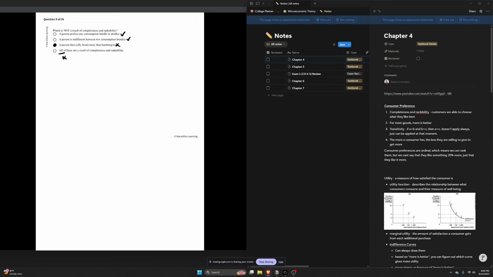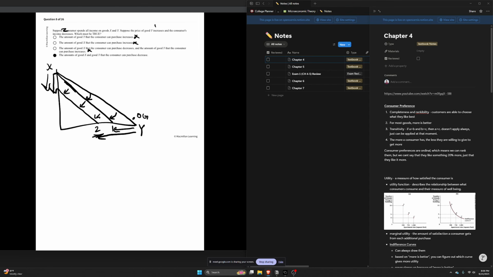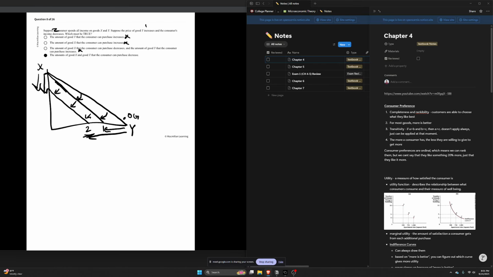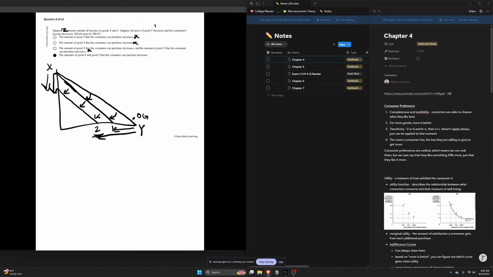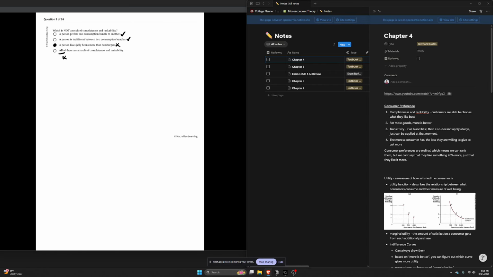All right. Again, no formula for that. Just be able to make a graph out of a question, I guess. This one, at least for me, it's easier to just draw it out. I can visualize it better. I'd recommend doing that. So which is not a result of completeness and rankability?